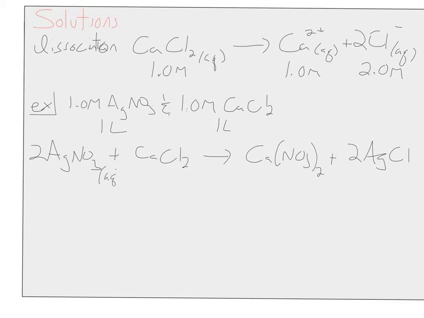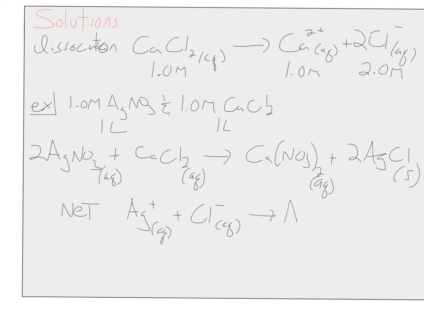So let's get the phases back in here. Aqueous, aqueous, and on the other side, this is where our solubilities come into play. All nitrates dissolve, so this is aqueous, and chlorides that have silver are not. So this is a solid. That helps us identify our net ionic equation, which is what we're really interested in. We need a net ionic equation. The only thing that reacts is the silver and the chlorine, aqueous, react to make silver chloride, solid.